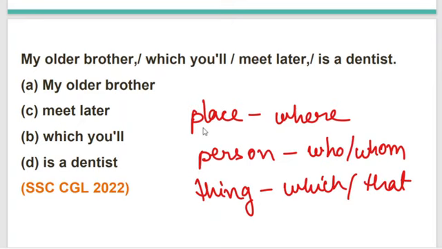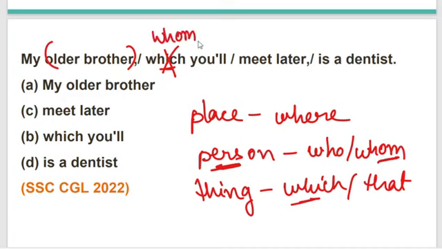My older brother, whom you will meet later, is a dentist. Why should we use the word whom? Because whom is used for person and which is used for thing. And here we are talking about my older brother. So naturally we are talking about a person, hence we have to write whom.